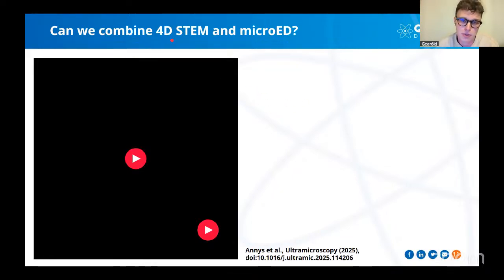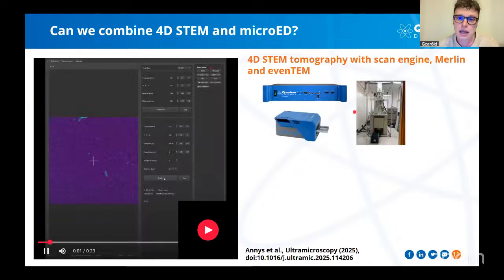But is it possible to combine 4D STEM and microelectron diffraction in one experiment? The answer is that it's possible, for sure. Researchers in Belgium at EMAT wrote software called Eventem, which takes advantage of the user-friendly API of ScanEngine, which is a product from Quantum Detectors.